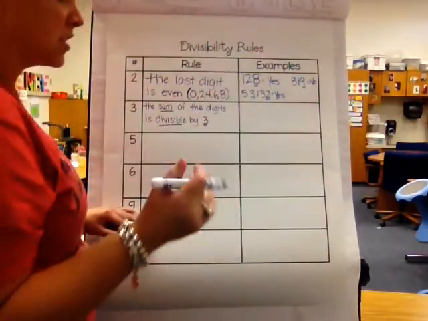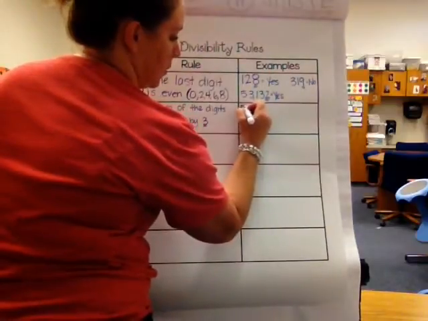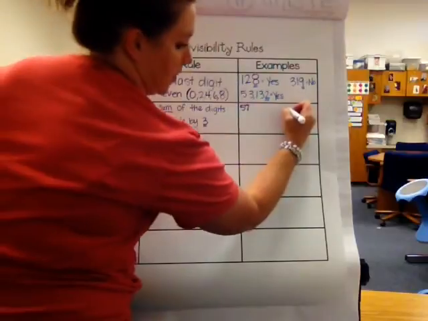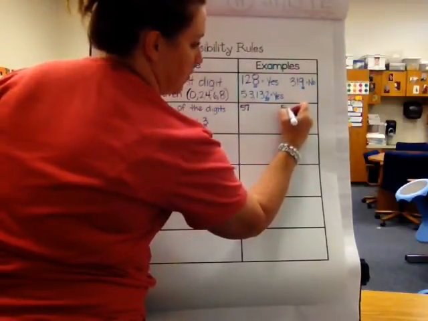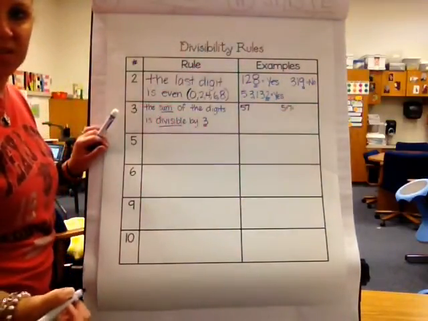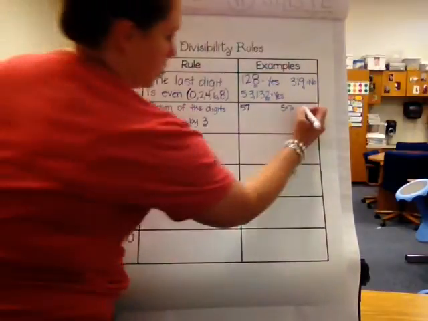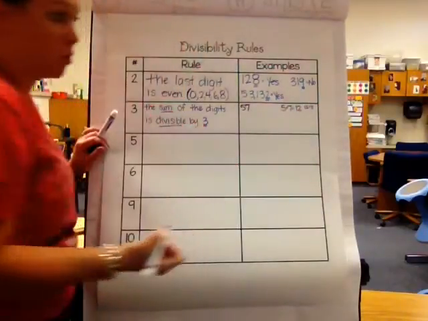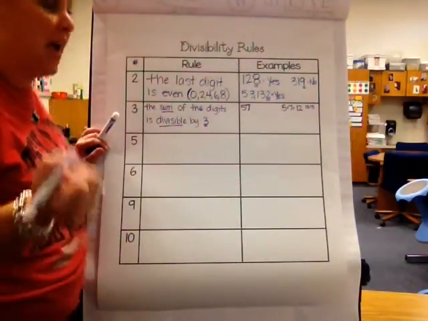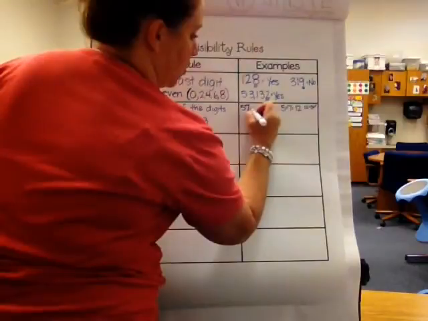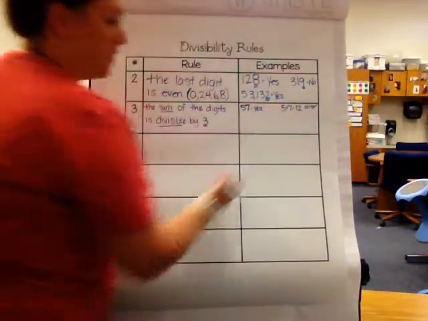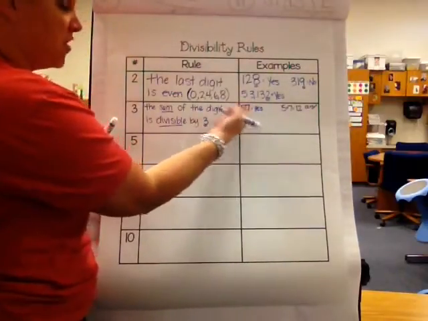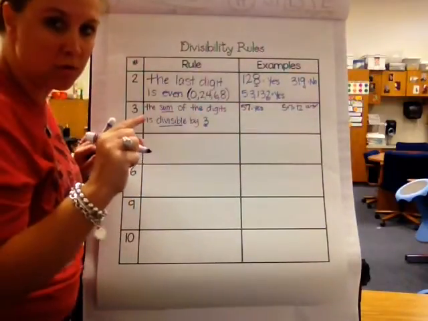So now you're asking for examples. The number 57. My digits are 5 plus 7. What is 5 plus 7? It's 12. Can I divide 12 by 3? Absolutely I can. So therefore, yes. That means 57 is evenly divisible by 3. So if I were to do 57 divided by 3, I would have no remainders.